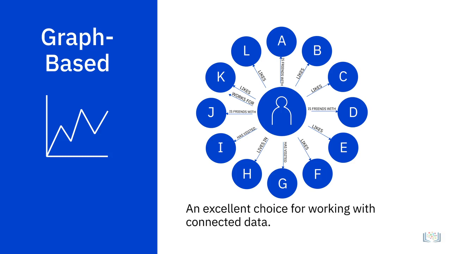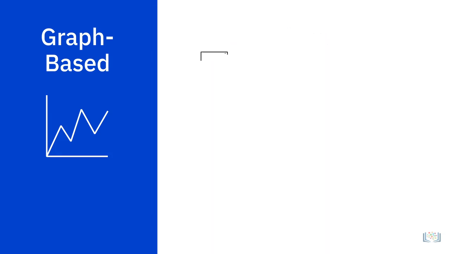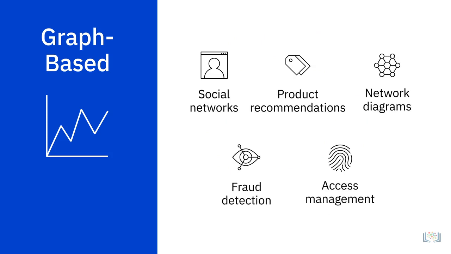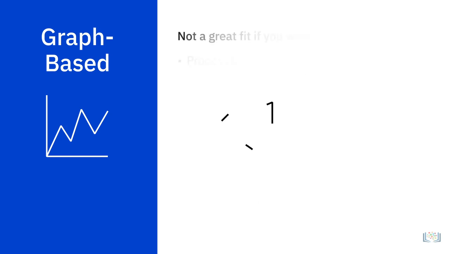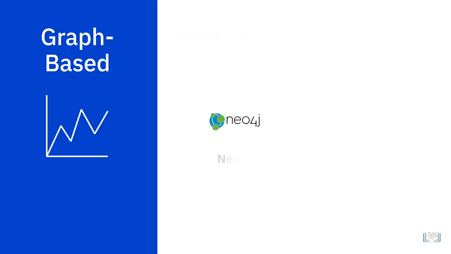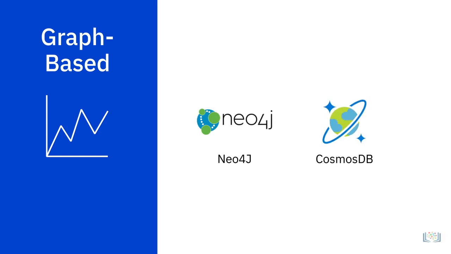Graph databases are great for social networks, real-time product recommendations, network diagrams, fraud detection, and access management. But if you want to process high volumes of transactions, it may not be the best choice for you because graph databases are not optimized for large volume analytics queries. Neo4j and Cosmos DB are some of the more popular graph databases.